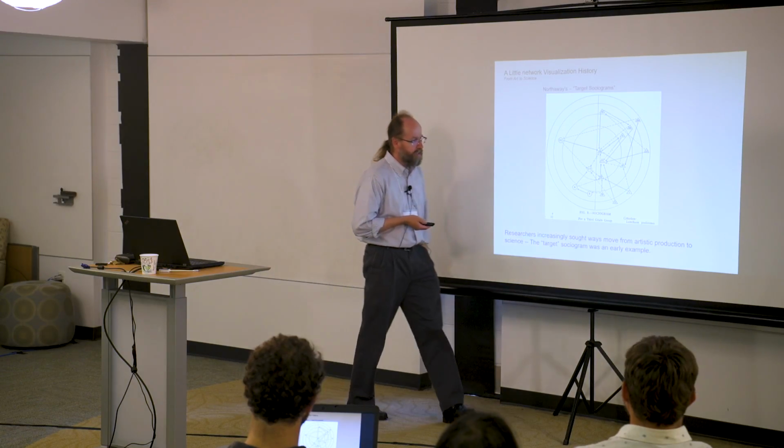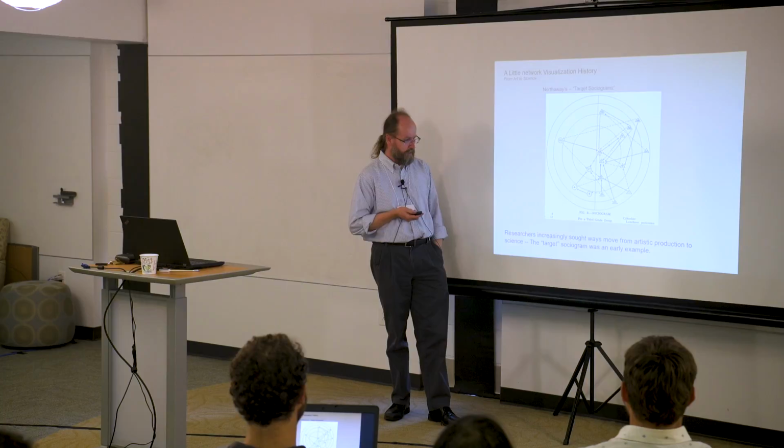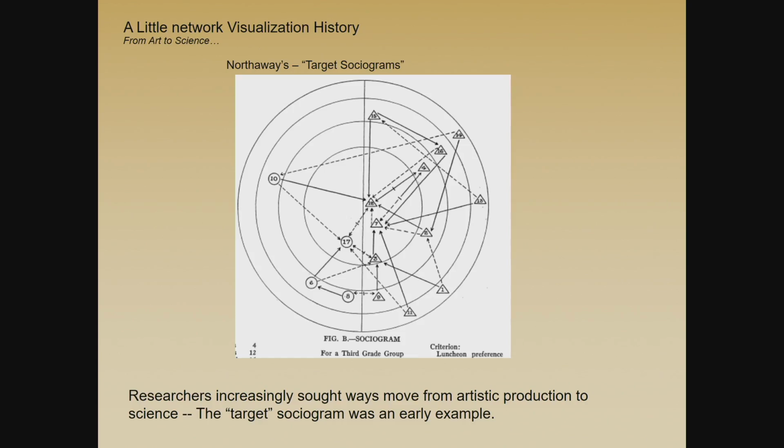And people started worrying about, is there some way that we can put some science on top of the art of this so they aren't completely haphazard? And this came up with this idea of a target sociogram. The idea here is that we take centrality, those ideas that Molly was talking about this morning, and we make the most central nodes in the middle, and then we radiate out through levels of closeness.